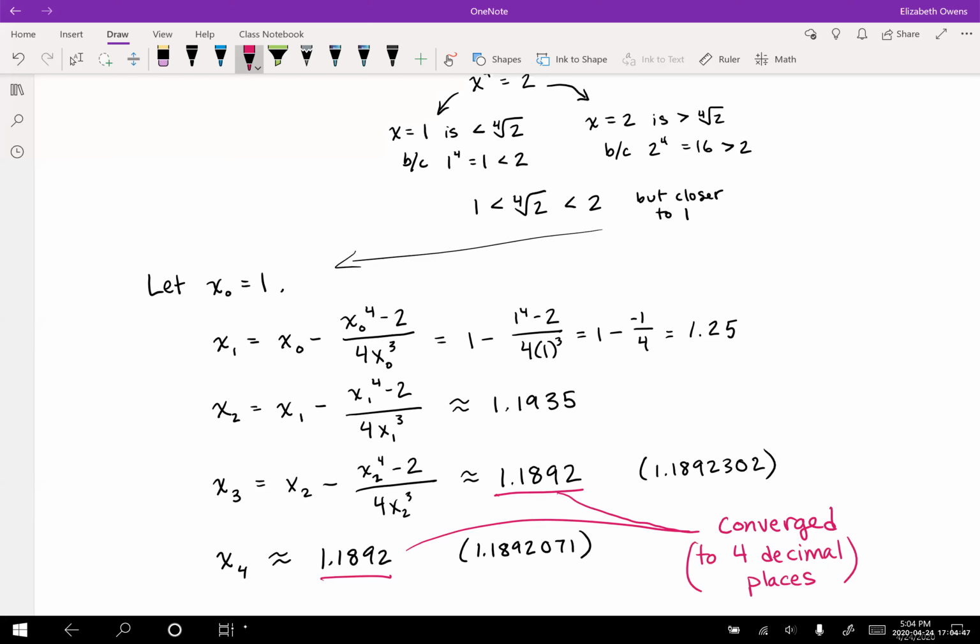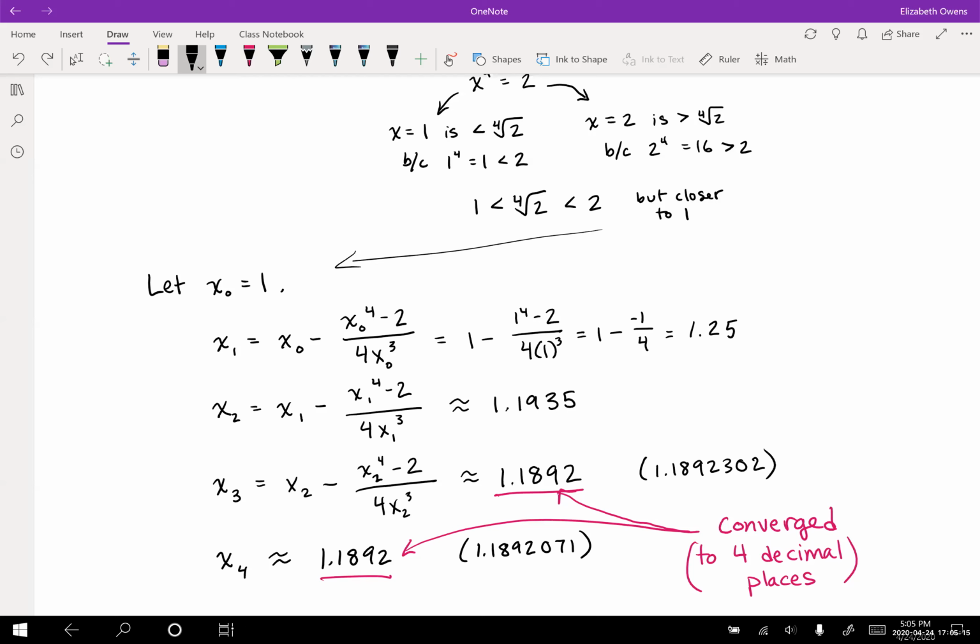Now, if we look out a little further than that, to 5 decimal places, it would not be considered to have converged yet. Because this one has a 3 in the 5th decimal place spot. This one has a 0. Those don't match, so that's not converged. All right, but out to 4 decimal places, we got convergence, and so we would say that this is our approximation for the 4th root of 2.